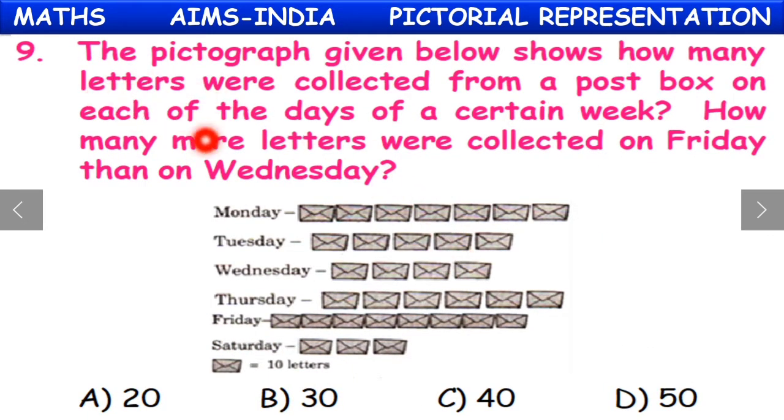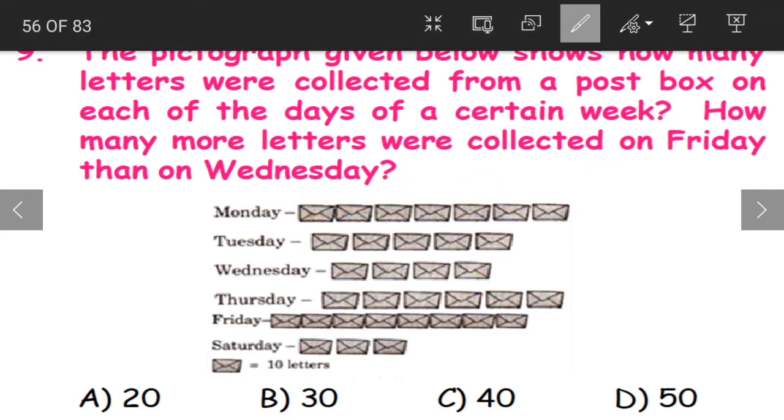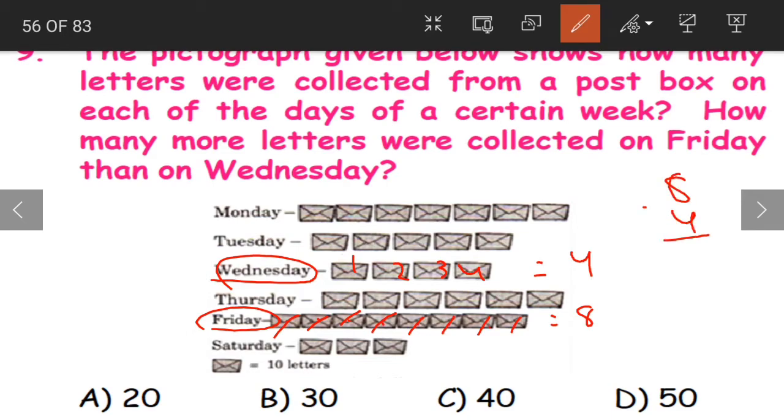Now coming to the next question, again based on the same pictograph. How many more letters were collected on Friday than on Wednesday? So we have to compare our Friday and Wednesday. On Wednesday we are having 4 pictures. On Friday we are having 8 pictures. 1, 2, 3, 4, 5, 6, 7, 8. Yes. So what is the difference? 8 minus 4 is equal to 4.